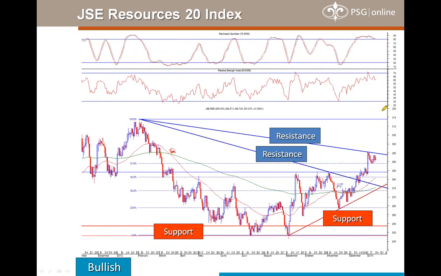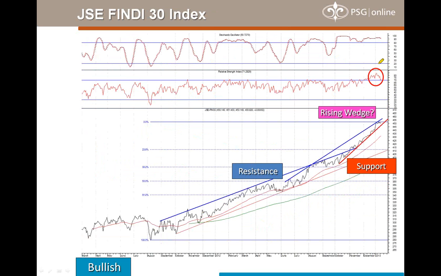Again, it's also highlighting overbought territory, so anticipate a pullback. So both markets, and as it ultimately filters through to the JSE All Share, our market is high, and we might anticipate a pullback from these levels.